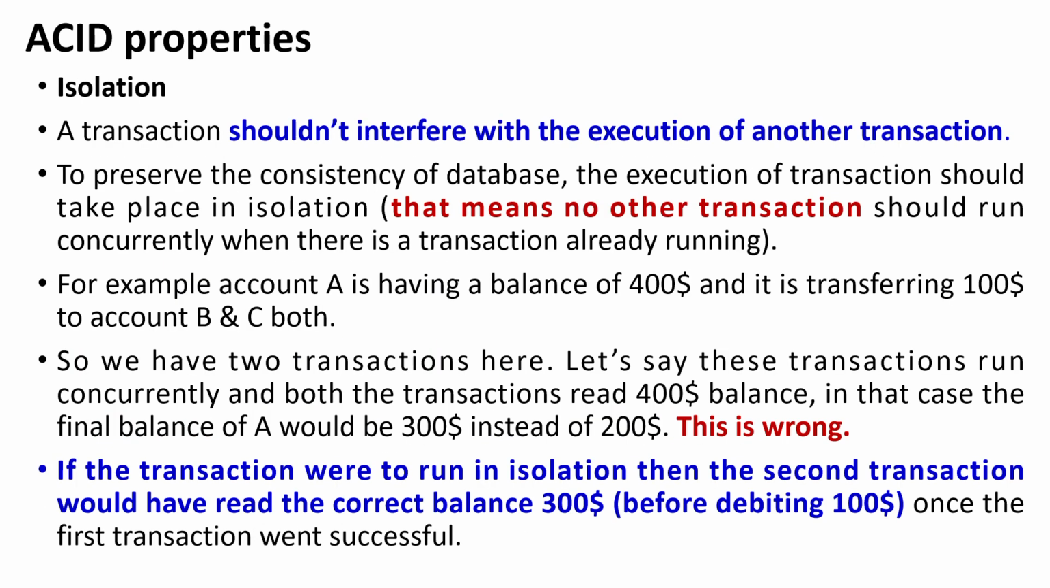Isolation. A transaction shouldn't interfere with the execution of another transaction. So if the transactions were to run in isolation, then the second transaction would have to read the correct balance, $300, before debiting 100, once the first transaction went through successfully.